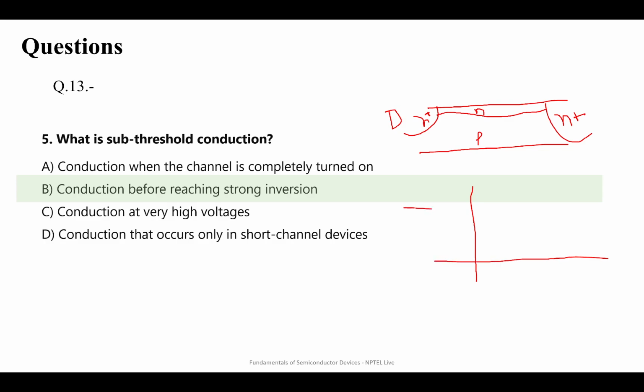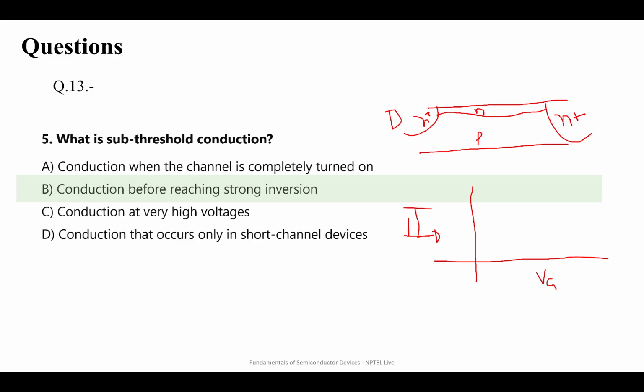If I am plotting before strong inversion, the channel contains some amount of electrons, so if you apply a drain to source voltage, there will be current flow. That is called subthreshold. In strong inversion, you have a very nice n-type channel formed, so we'll get a good amount of current.